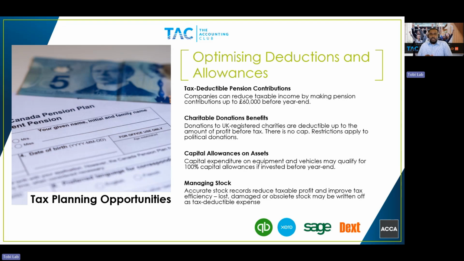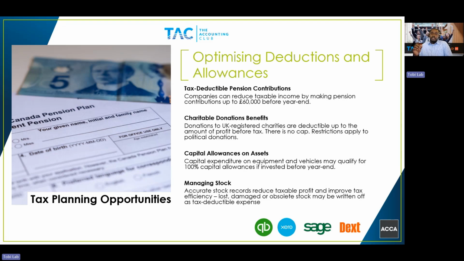If you give to charity, you can consider making donations to UK registered charities, which will reduce your taxable profit. There is no cap as long as the donation does not lead into a trading loss. So let's say your profit before tax is 50K. You can donate up to 50K to bring your tax down to 0. If you donate 40K, that means you are taxed on 10K.